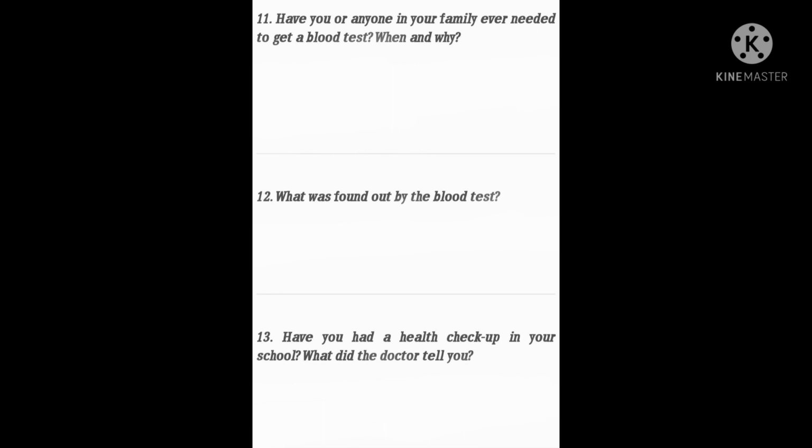Question number 13. Have you had a health checkup in your school? What did the doctor tell you? Answer: yes, last month we had a health checkup in our school. The doctor told me I was healthy. Full stop.